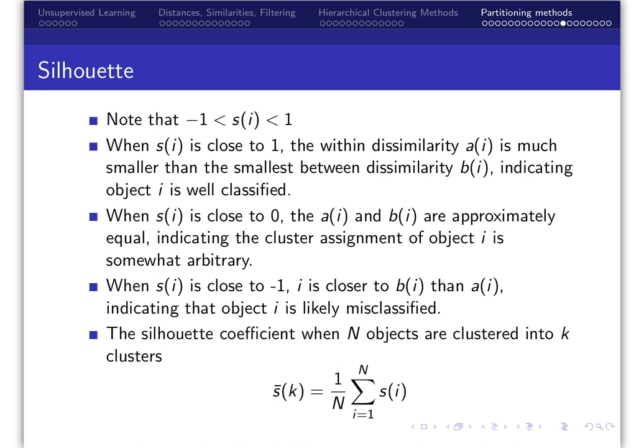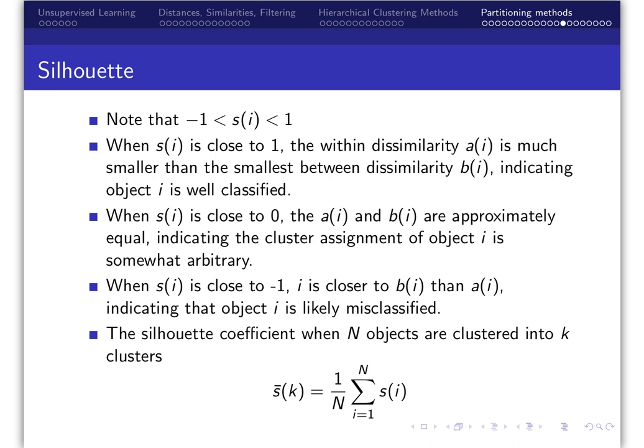Note that silhouette values are between -1 and 1. When the silhouette is close to 1, the within dissimilarity of object i to other objects in the assigned cluster is much smaller than the dissimilarity of object i to the nearest neighboring cluster, indicating that object i is well classified. When the silhouette is close to 0, the assigned cluster and the nearest neighboring cluster are approximately equal, indicating the cluster assignment of object i is somewhat arbitrary. When the silhouette is close to -1, i is closer to the neighboring cluster than to the assigned cluster, indicating that object i is misclassified.